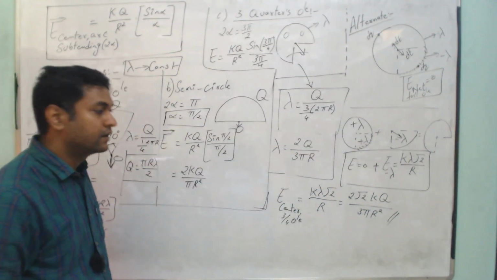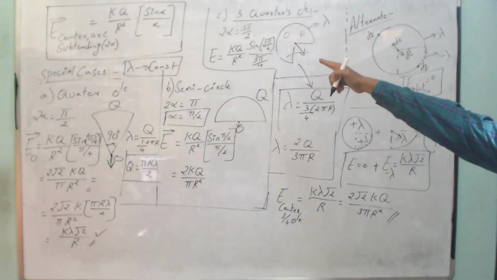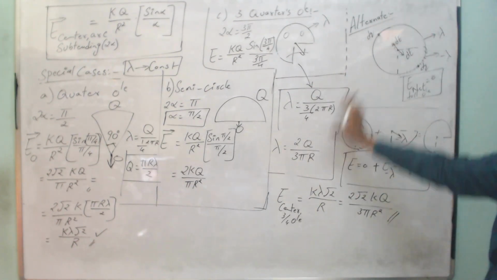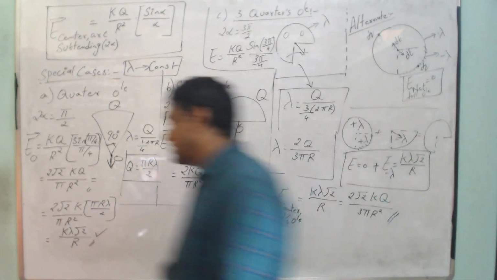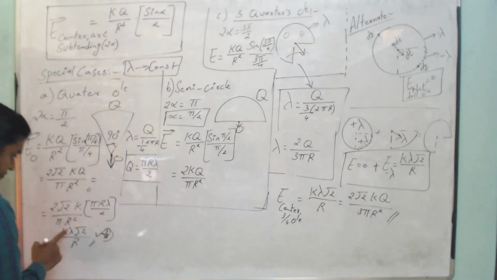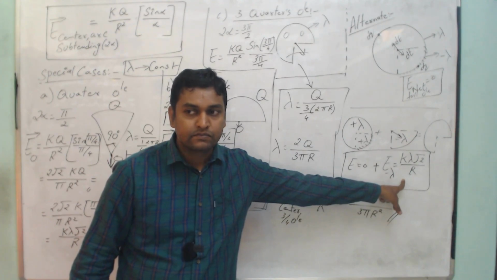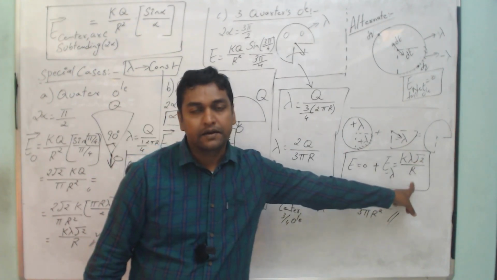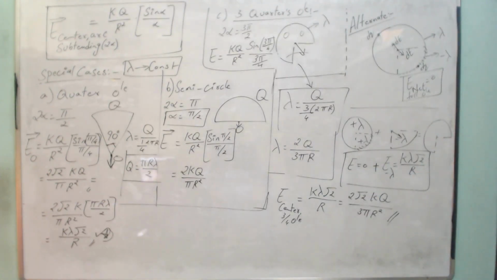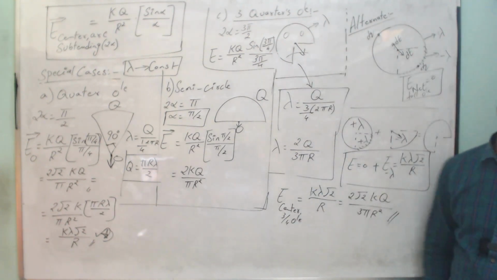Understood? See, directly also you got the same answer actually: 2 root 2 kq by 3 pi r square. But why am I showing you the alternate method also? Because if I remember the electric field due to this quarter of a circle in terms of lambda, I can directly apply that over here. K lambda root 2 by r. I will show the application of usage of this alternate method in the next segment.